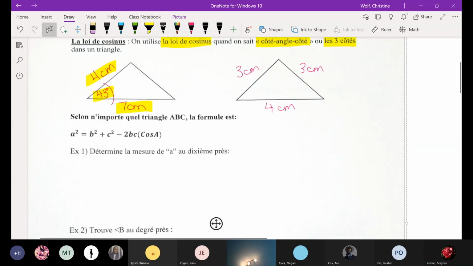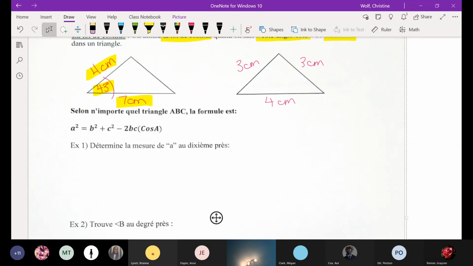OK. So, j'allais vous montrer comment utiliser la loi de cosinus et ça, c'est la formule. Ça a l'air très compliqué, mais c'est sur la feuille jaune. It'll be on your cheat sheet. You'll never have to memorize it. OK? So, ça, c'est le premier exemple.